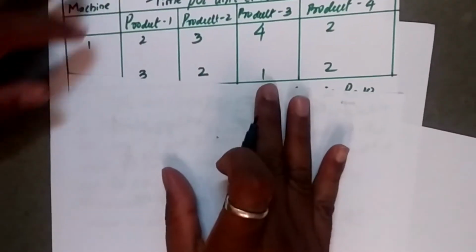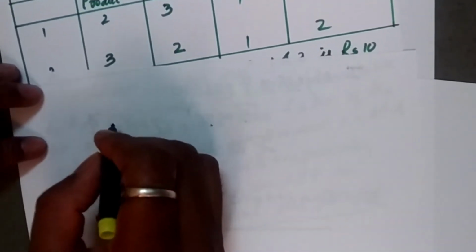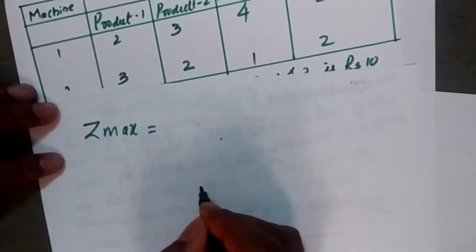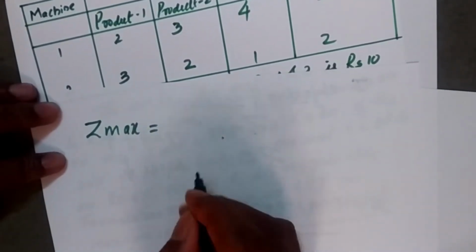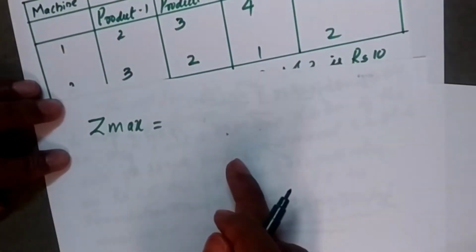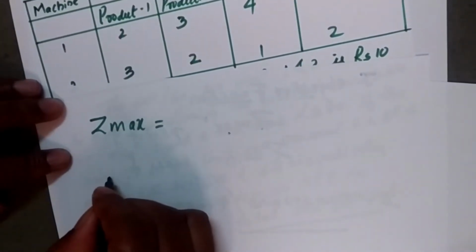So my starting stage will be defining the objective function. By reading this problem, I understood that the problem is for maximizing the profit. So my Z max will come. Z max stands for the profit. So we should write the total profit in this equation. Next, the second step is that we have to write the constraints.